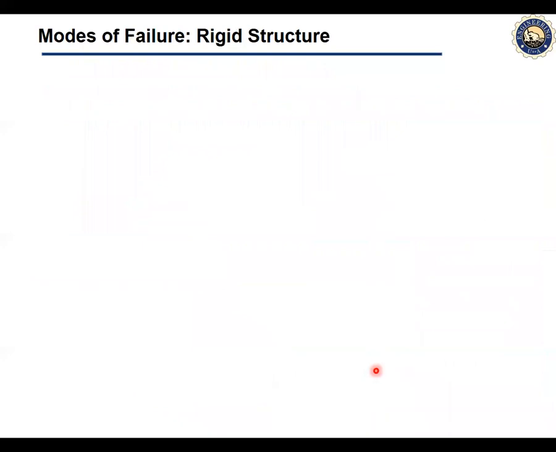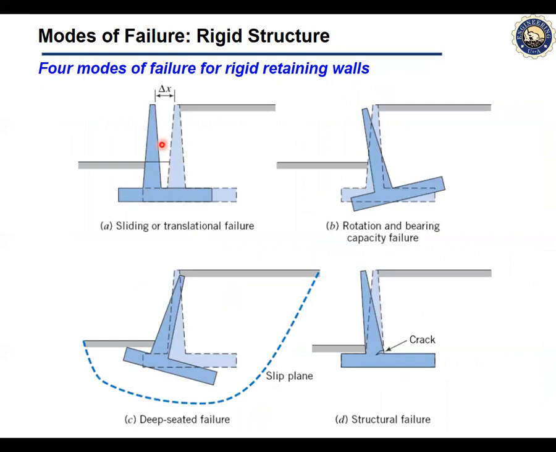Modes of failure in rigid structures. There are generally four modes of failure for rigid structures. One is sliding. If this is the original position of the wall and it slides to the right, then we call it a sliding or translational failure. If the soil at the bottom cannot retain this wall, there will be some rotation. And also the nearby soil will have a bearing capacity failure.